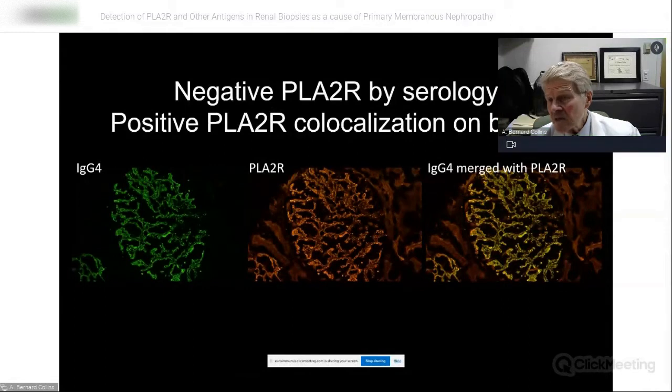This is a patient that was negative for PLA2R by testing. But as you can see, we stain for the PLA2R antigen here, and you see very distinct granular staining for the antigen, and the major IgG subclass is IgG4, and when it is merged, you have yellow, thus showing that the PLA2R is in the deposits.